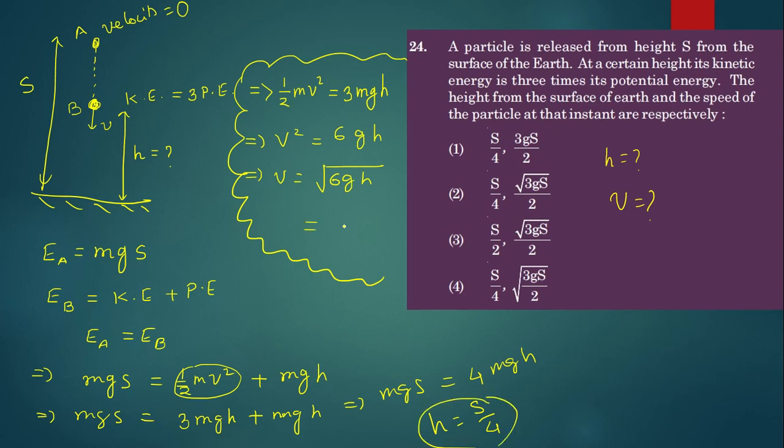That's the value we got. I put the value here in the v that we have already calculated, 6g s by 4. So it will give me square root of 3 by 2 gs. So option number 4 is the correct one. Let's move on.